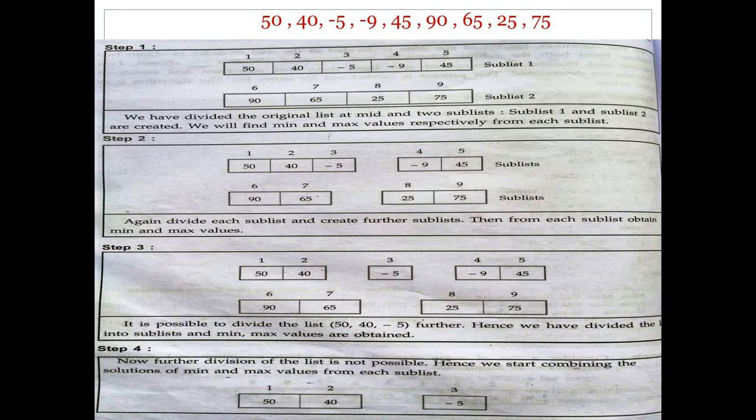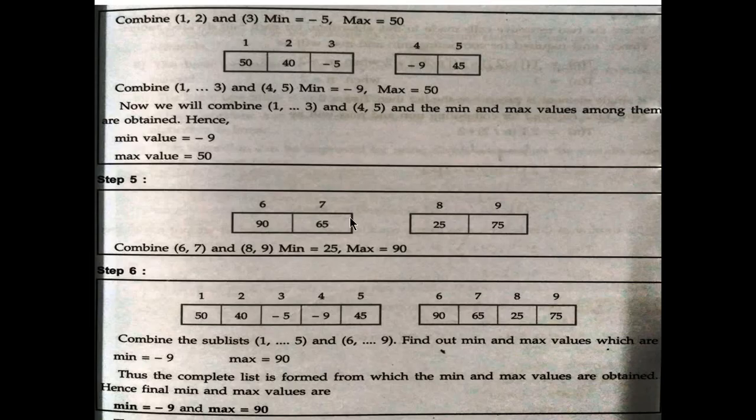Okay, so in the next case, we will merge the two sublists again. Our total elements will be 50, 40 and minus 5. From that we can know that our minimum number is minus 5 and maximum number is 50. After it, we will merge its other sublist, which is this 4 and 5.